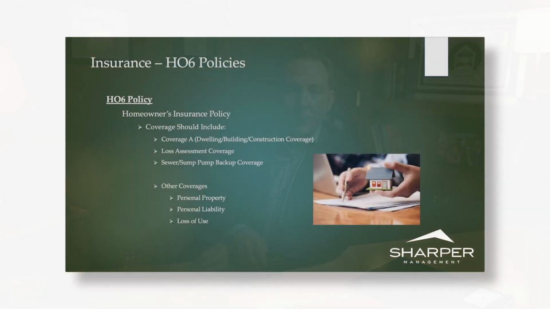Now, an HO6 policy covers a few things. First of all, it covers their personal contents, naturally. Anything that is connected inside of the unit and anything structural inside of the unit in case there were a claim that doesn't exceed the association's deductible.